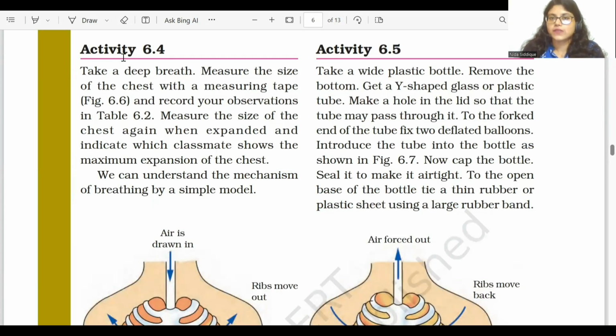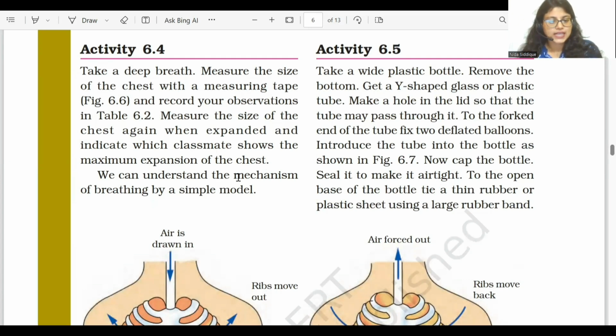Let's talk about activity 6.4. In this activity, we have to take a deep breath and measure the size of the chest with the help of a measuring tape and record the observation. Then we have to measure the size of the chest again when it is expanded and indicate which classmate shows the maximum expansion of the chest. You have to do this experiment along with your friends and compare the results.